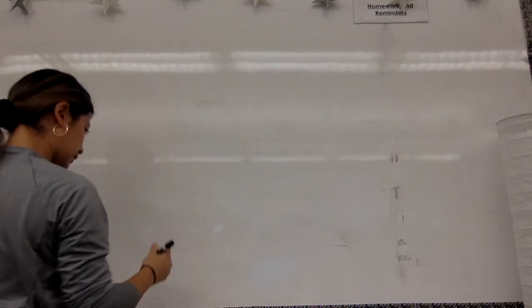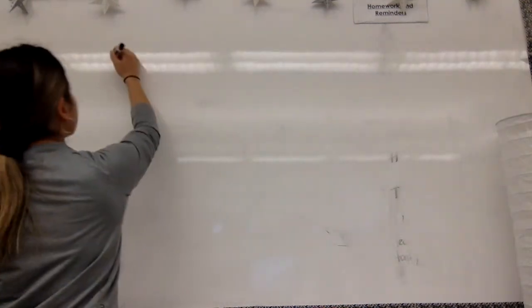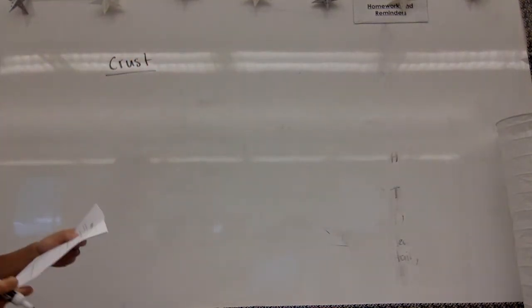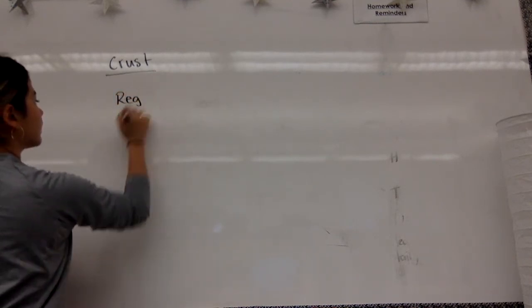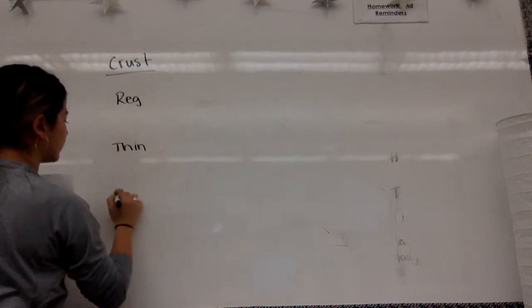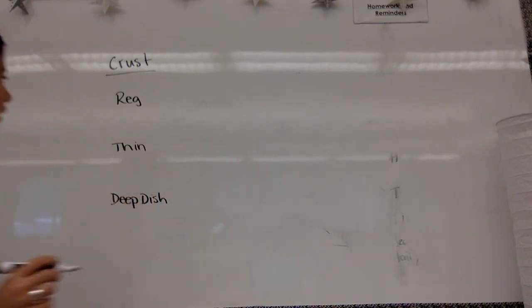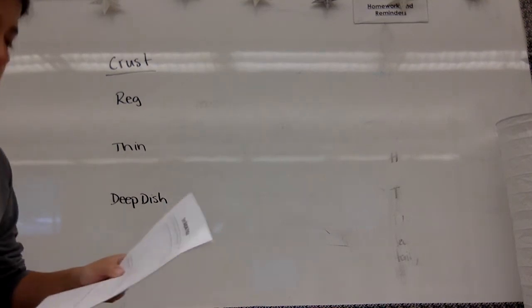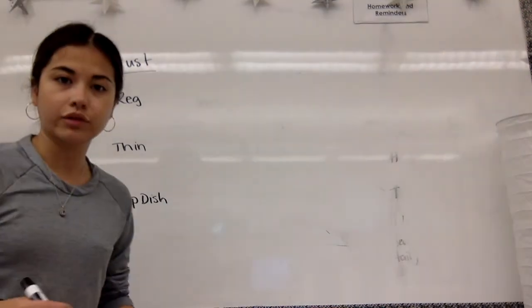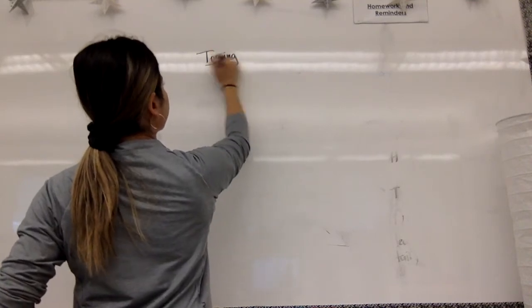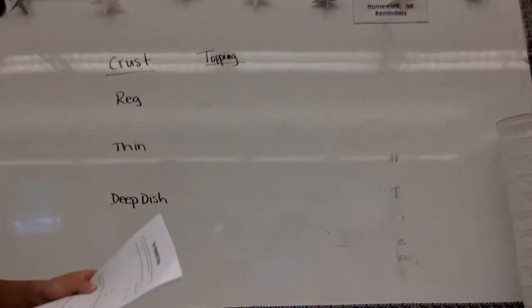First, we want to know what the crusts are. Okay, so the crust options are regular, thin, deep dish. So I'm going to call it reg, thin, deep dish. Okay, those are the crust options. And then we now need to pick a topping, which is either pepperoni or sausage. So I'm going to put up here topping. Okay, and we've got pepperoni or sausage.